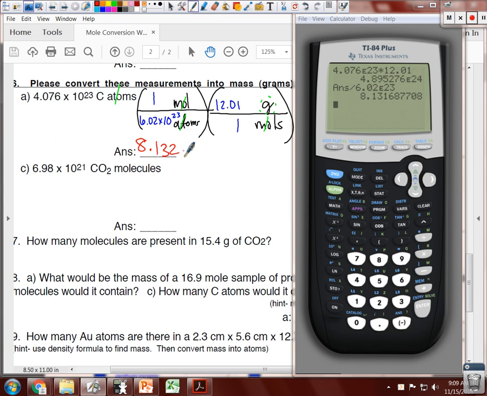8.132. Is there any scientific notation in this one? No. Look at the very end of your answer. Is there an E anywhere back there? No. Okay. And so it's 8.132 what? Fantastic. Grams of carbon. Try it again. If you did it, you got an E. You did it wrong. You cannot have an E anywhere in your answer.